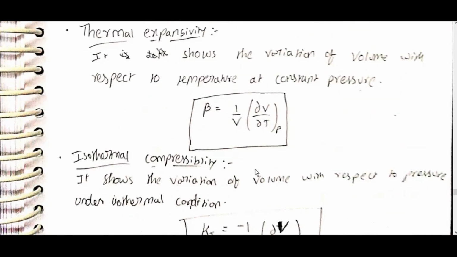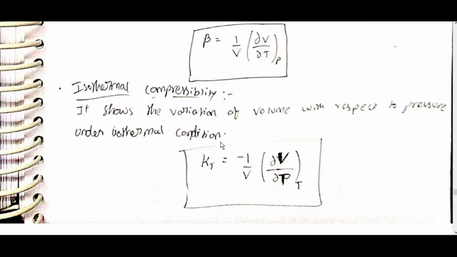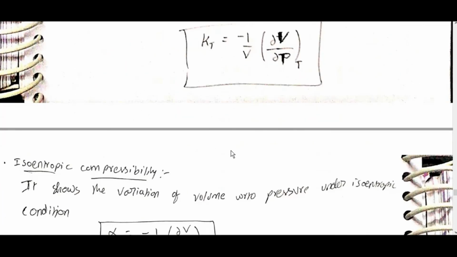Thermal expansivity shows the variation of volume with respect to temperature at constant pressure. Beta is equal to 1 by V, dou V by dou T at constant pressure. Isothermal compressibility shows the variation of volume with respect to pressure under isothermal condition. Kt is equal to minus 1 by V, dou V by dou P at constant temperature.